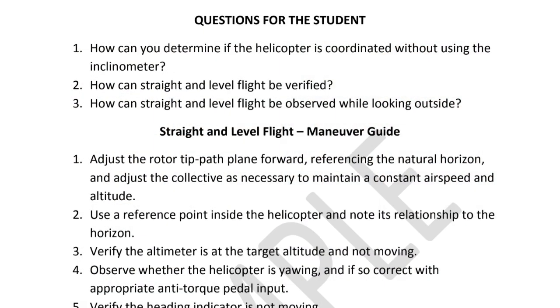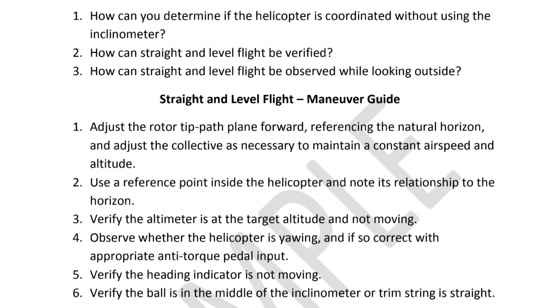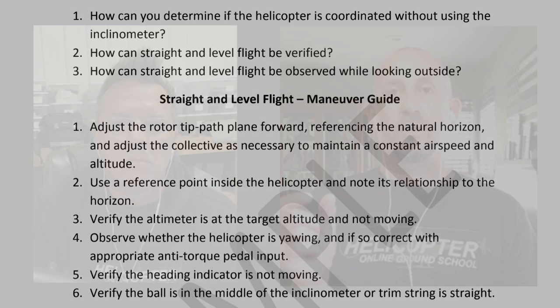Another question, how can straight and level flight be verified? Well, we talked about that as well. We verify by looking at the altimeter. We're not climbing, we're not descending. And the last one, how can straight and level flight be observed while looking outside? So we reference that particular thing, such as maybe the compass or some other prominent object in the cockpit in relationship to the horizon. And that's how they can determine it, by looking outside.